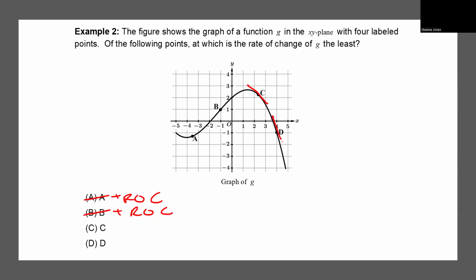And then which is steeper? D. So therefore, that is your smallest, because it would be a larger negative number, quote unquote. Does that make sense? Because -4 is smaller than -3, correct? Okay. Yes? Yeah. All right. Okay.